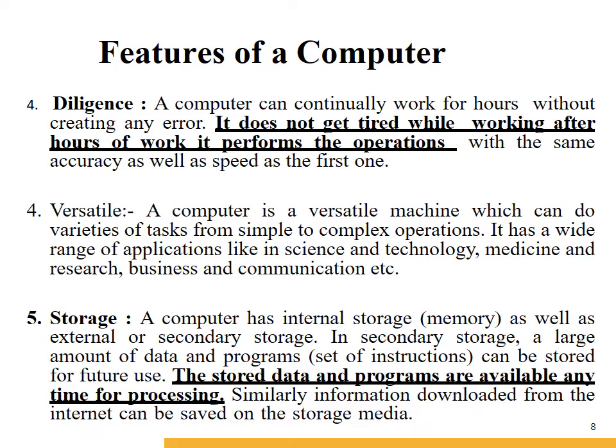Now, next feature is versatility. A computer is a versatile machine which can do varieties of tasks from simple calculations to complex operations. It has a wide range of applications like in science and technology, medicine and research, business and communication, etc. We will learn about all these in detail in our next class. So, in other words, a computer is capable of doing complex calculations. It can be used for typing purpose, it can play music, and many more.